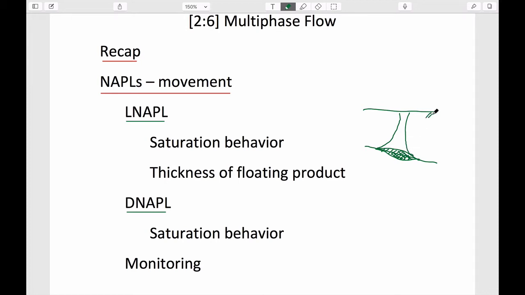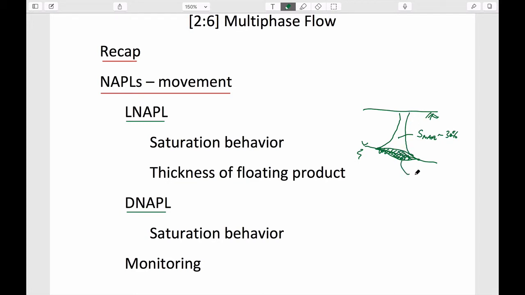This is the ground surface. This is the water table. And we know what all these components are, right? This is a chimney that has a saturation of the NAPL, I don't know, maybe 30%, maybe less than that. It gets less at the top, and it gets more saturated as we get down.